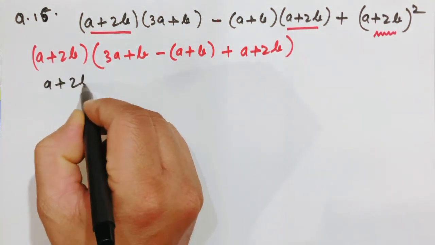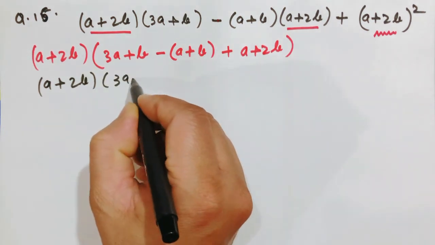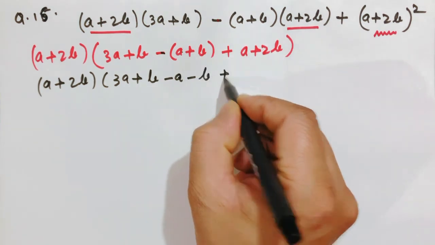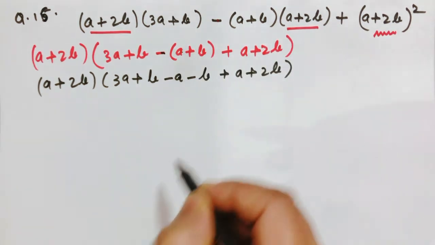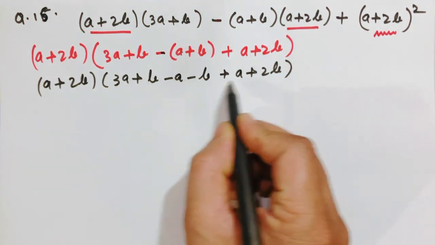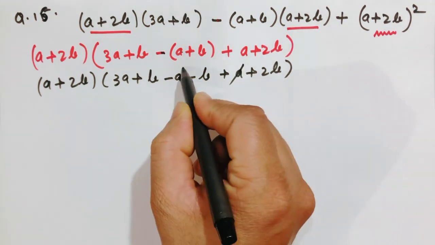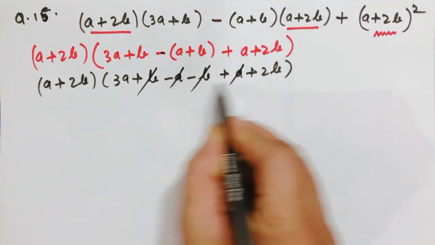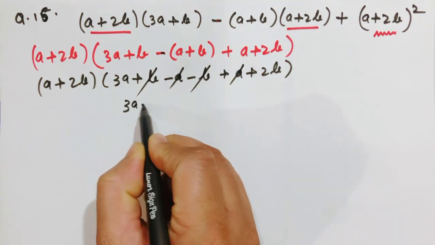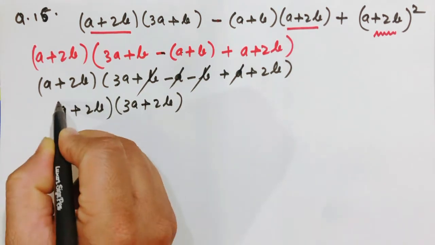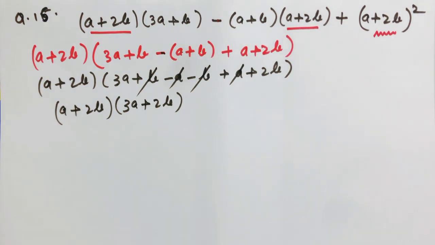A plus 2b, very good. Here 3a plus b minus a and minus b plus a plus 2b. I hope you people can understand over here. 3a, no, what 3a? Plus a and minus a gone. Similarly, plus b and minus b gone. So here you are left with 3a plus 2b, and here a plus 2b. So you can see how beautifully these sums can be solved. Okay, a little but one last, number 17.